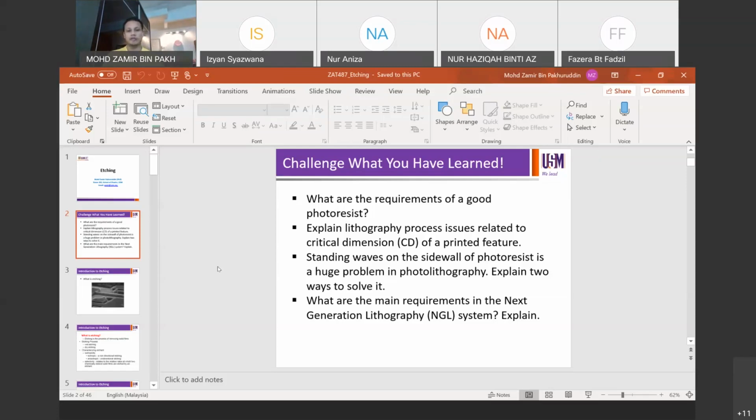So make sure you know how to explain each of them. Right, next: explain lithography process issues related to the critical dimension (CD) of a printed feature, discussed yesterday. Let's explain 2 process issues related to CD. So what are they?